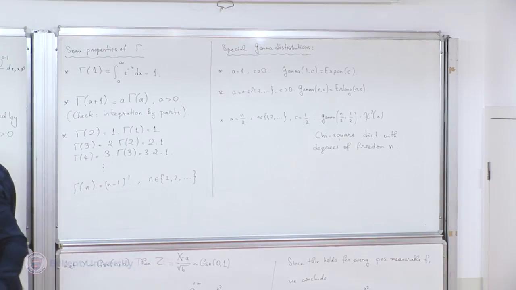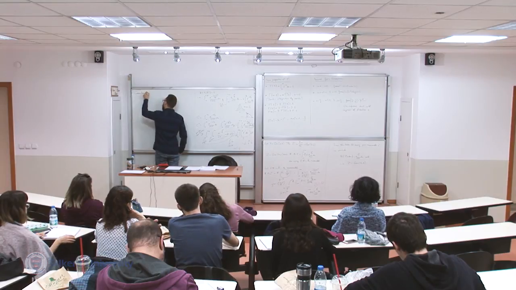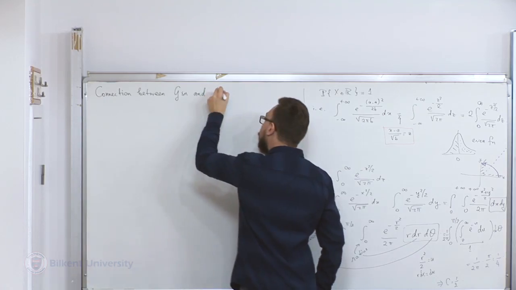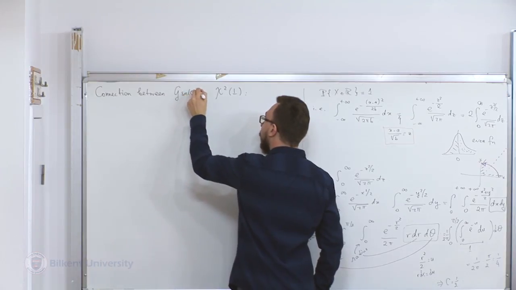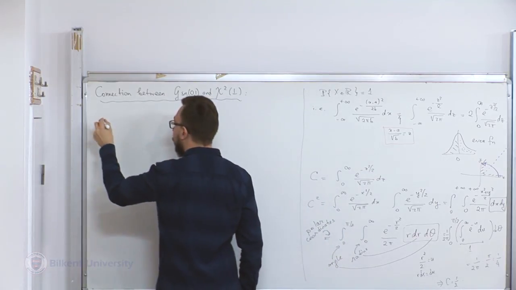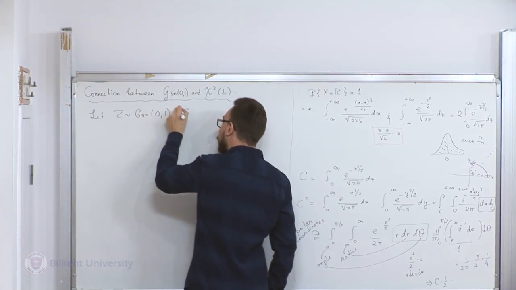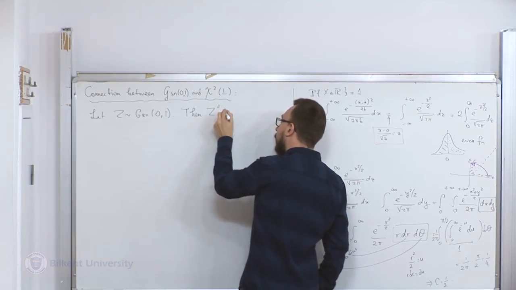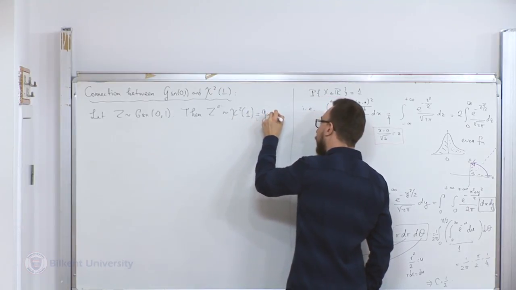So the connection between Gaussians and chi-squares is the following. We're going to prove it now, just for the case n equals 1, between Gaussian and chi-square 1. And maybe I should say Gaussian 0, 1 and chi-square 1. So here's the result. It's very simple to state. So let Z be Gaussian 0, 1. Then Z square is chi-square with degrees of freedom 1, meaning that it is gamma 1/2, 1/2.